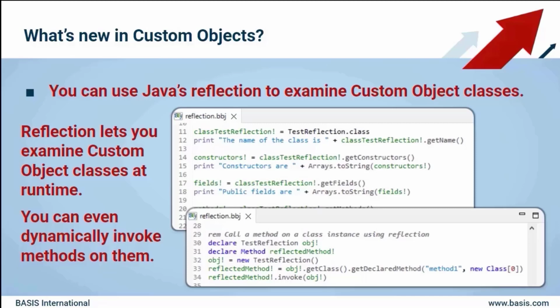Here's an example of how it's done. It's relatively straightforward. You get the class object from your class, and then you ask it questions. Tell me about your constructor, tell me about your fields, tell me about your attributes, and you may iterate over them and act on them as you see fit.